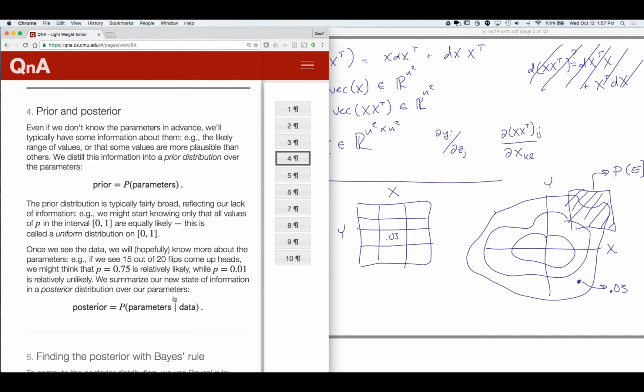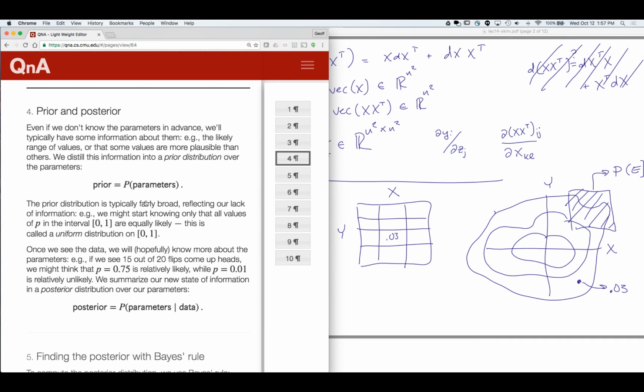So before we see any information, we might have a guess about the parameters. And we can distill that guess into a prior distribution, which is just a probability distribution over the parameters. And often the parameters are continuous, and so that means that we have a density, right? That's why we need to talk about continuous densities. But it can be a discrete parameter as well. And the prior distribution is typically fairly broad, right? If we knew a lot, we would not have the need to do an experiment.